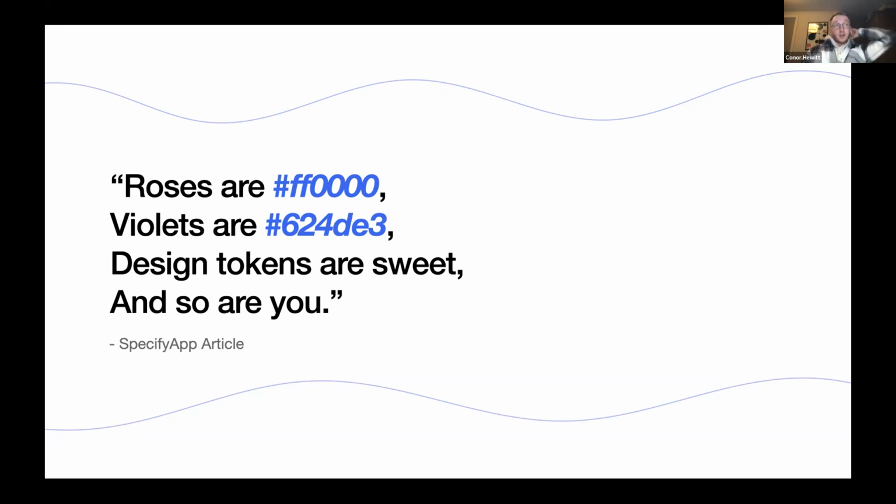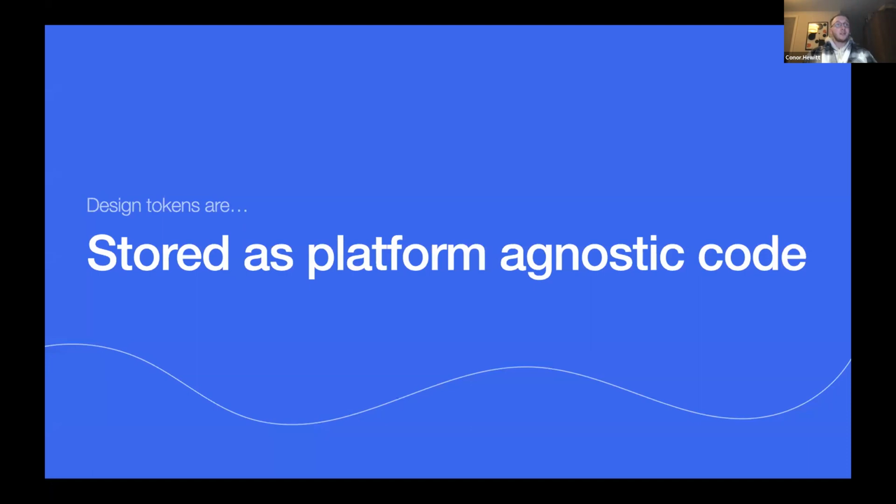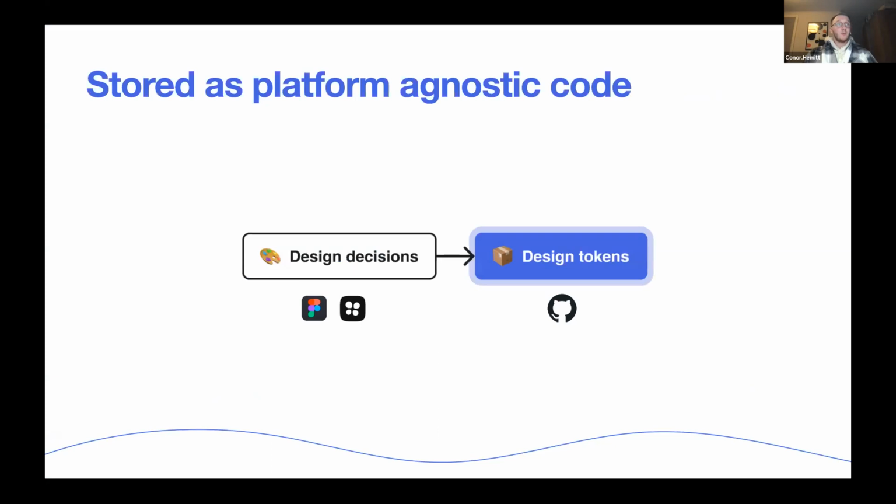So moving on after that lovely quote, design tokens are stored as platform agnostic code. What do I mean by that? Well, platform agnostic code, in my experience, comes in the form of JSON.